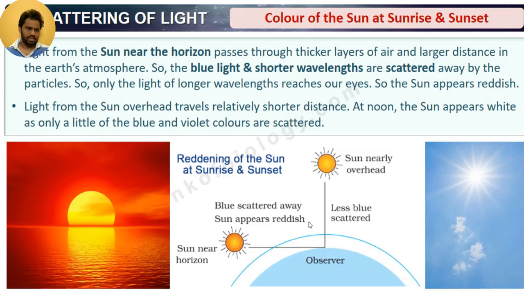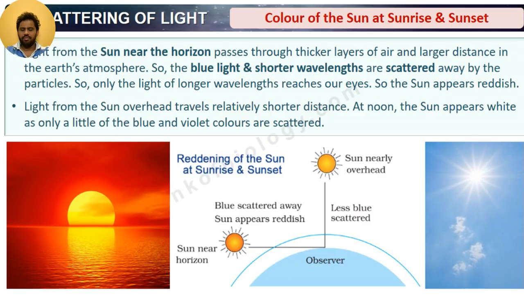Sun near the horizon. This is one more concept. So this question can be asked: why is the color of the sun at sunset and sunrise different, what is the color, and why does the sun appear white or red? All these questions, because light from the sun near the horizon passes through thicker layers of air and the largest distance in the Earth's atmosphere. So the blue light and shorter wavelengths are scattered away by the particles. So only the light of longer wavelength will reach our eyes, very long wavelength. So the sun will appear reddish because red has a higher wavelength.